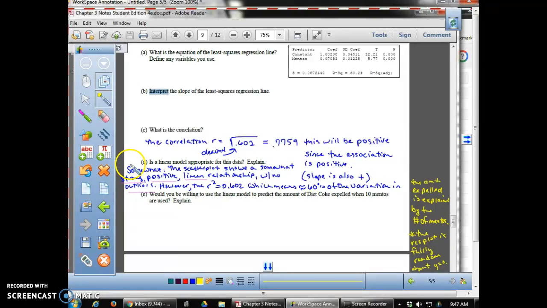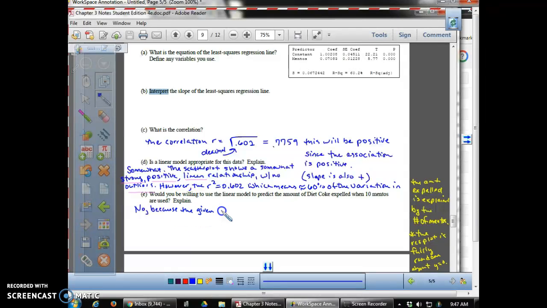Would you be willing to use the linear model to predict the amount of Diet Coke expelled when 10 Mentos are used? So the answer to that is going to be no. If you're asked to do it, though, you would do it with caution. So I'll say no, because the given data ranges from 2 to 5 Mentos.